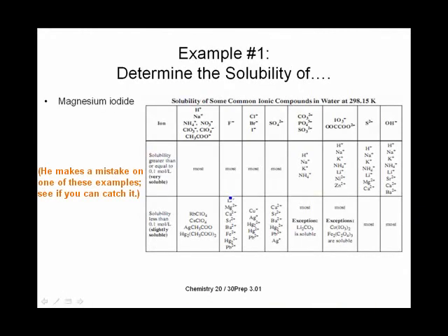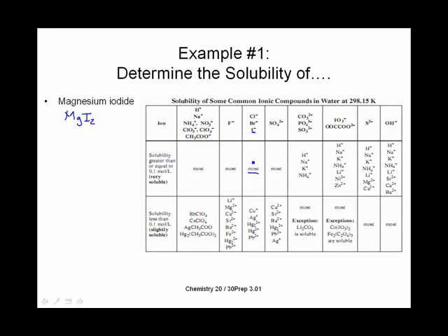So here's a couple of examples. If we want to find out if magnesium iodide is soluble in water, the first thing we do is we should always know what our compound formula is. So it's going to be MgI2. And so iodide is a negative ion. So we take a look at our table, we find iodide, and then we take a look and see where magnesium is. And if we look in this top row, we see that it says most.